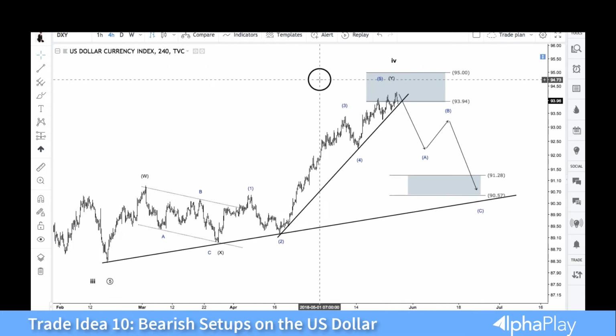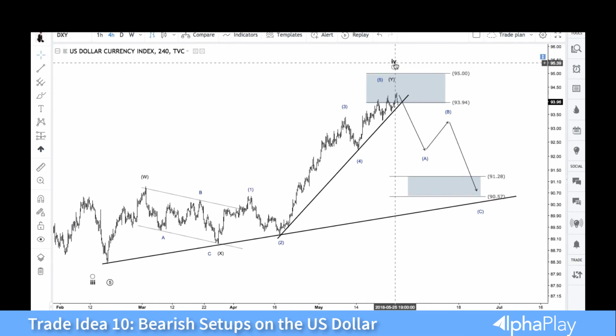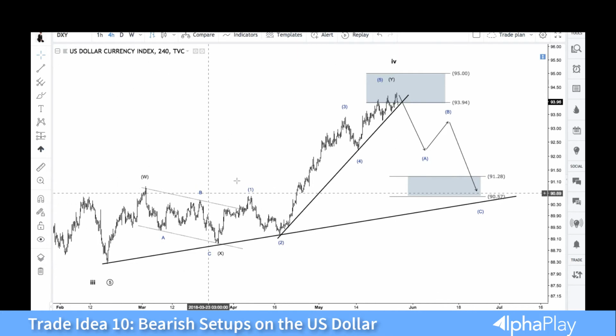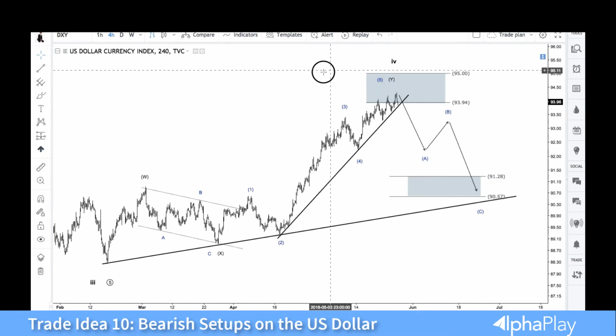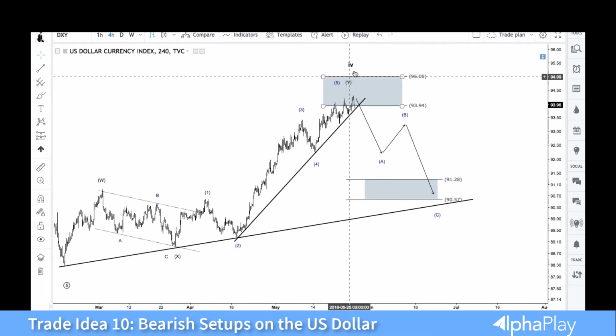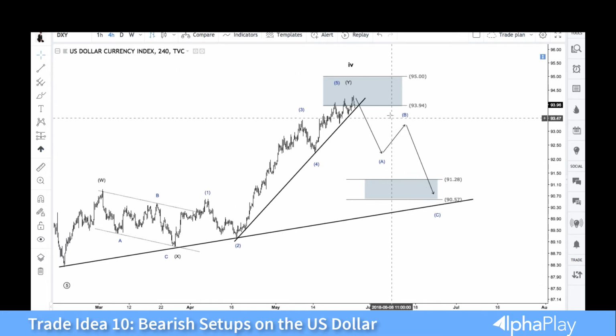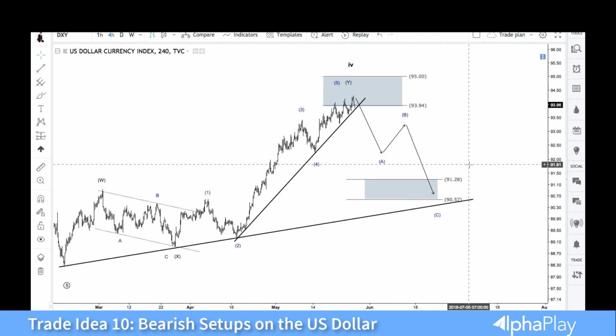And what you can see over here is that on a higher degree, I'm looking at this move as a retracement for the wave 4. A larger wave 4, and I'm expecting either a larger wave 5 towards the downside, or at least a minimum 3-wave ABC correction to the downside. I'll be focusing on a sell setup for the dollar for this week.